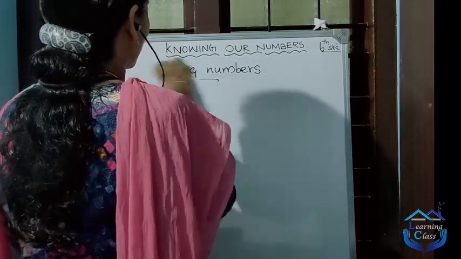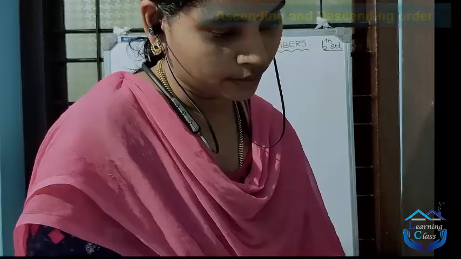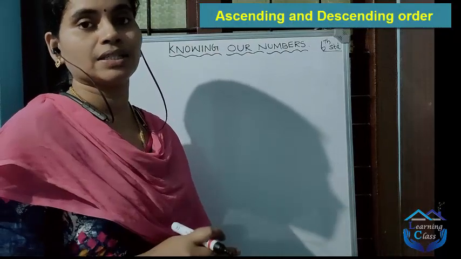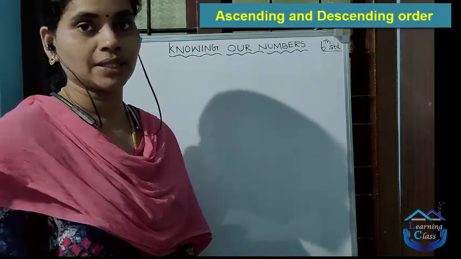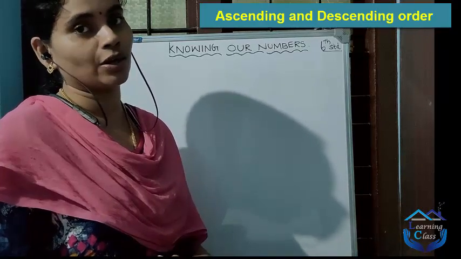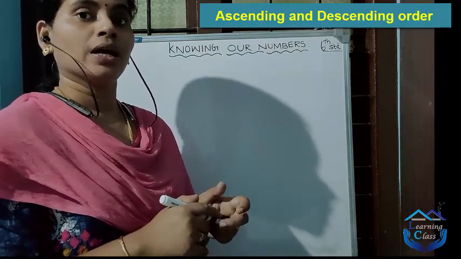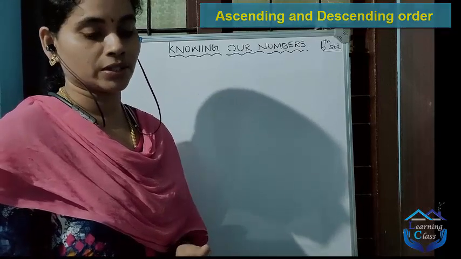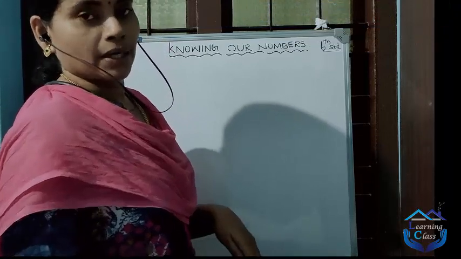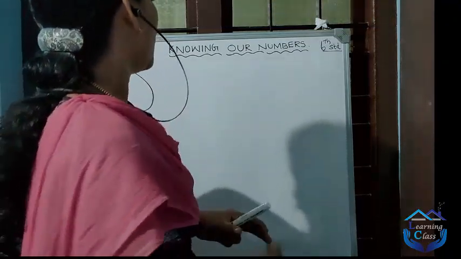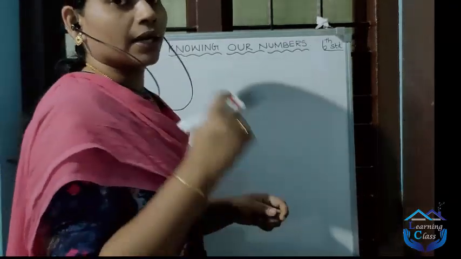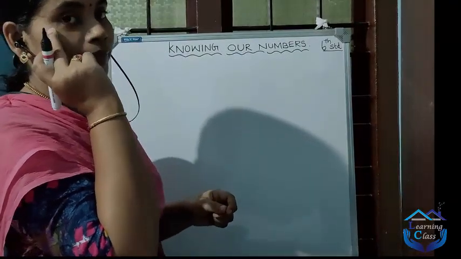Okay, next we are moving to ascending and descending order. What is ascending order? Ascending order means arrangements from smallest to the greatest. What is descending order? Arrangements from greatest to the smallest. Now we are going to study larger numbers.